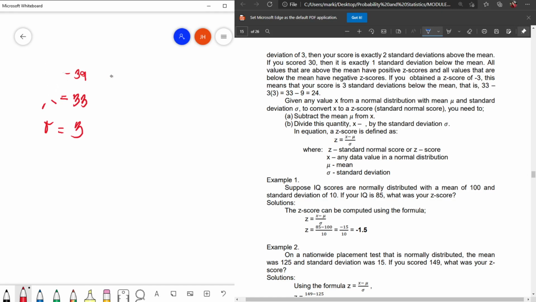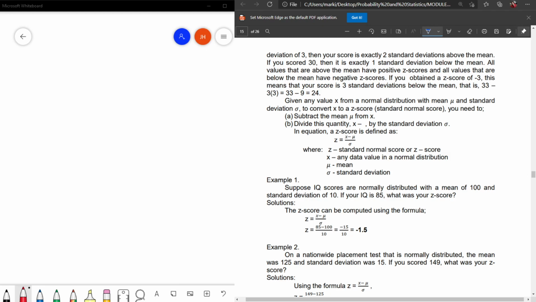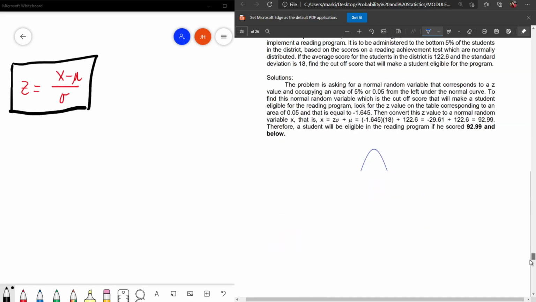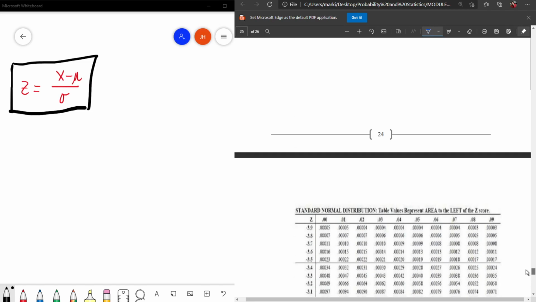Do not forget the equation. We have here the equation: z equals x minus the mean over the standard deviation. So that is your formula. Z is the standard normal score, the z-score. This is what the table uses, the negative 3.0 and so on; this one refers to the z.